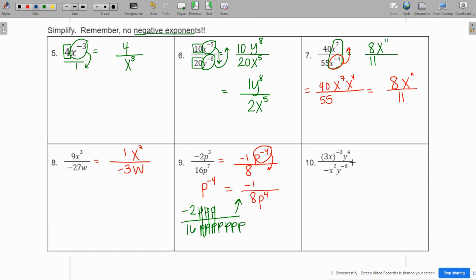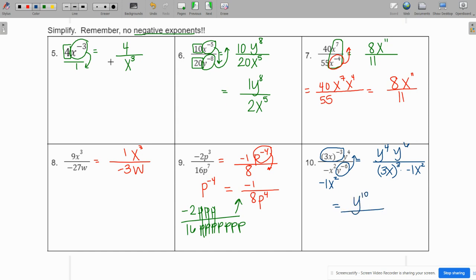This last one looks a little bit more challenging, but you have to think about just what is the base of each power. So 3x to the negative third power, 3x is the base. This needs to move. So 3x to the third power in the denominator. Y to the 4th doesn't have to move. Negative x squared, or really this is read as the opposite of x squared. This is the same thing as saying negative 1x squared. There's nothing wrong with that. So we can multiply by negative 1x squared on the bottom. Y to the negative 6th needs to move up to become y to the positive 6th. Well, y to the 4th times y to the 6th is y to the 10th.